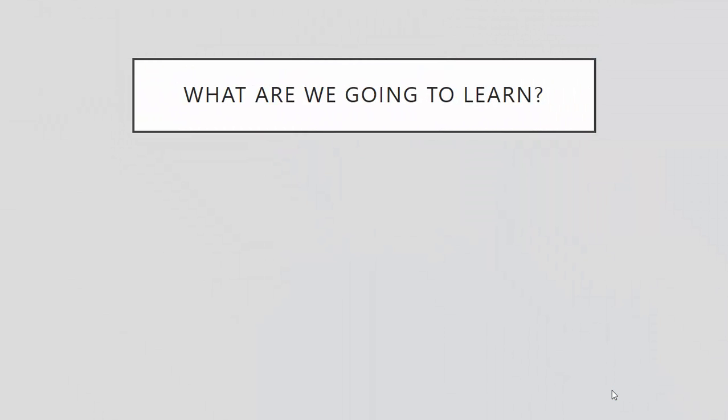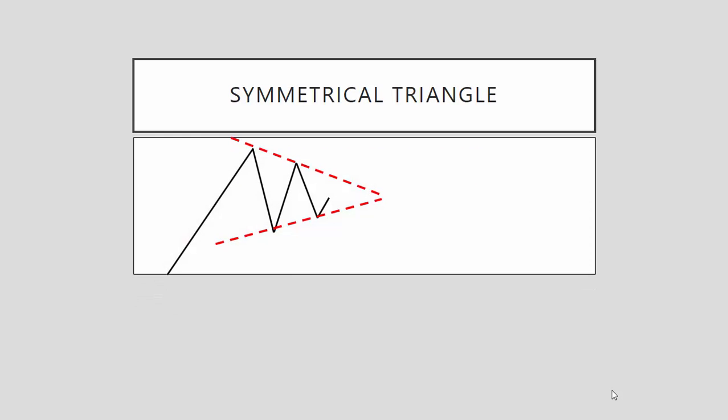In this video we will learn about another family of patterns called triangles, and we will see how symmetrical triangles and the right angle triangles work in the market. A symmetrical triangle is composed of a series of fluctuations. Each of them is smaller than the other. The picture shows the minimum requirement of a symmetrical triangle.